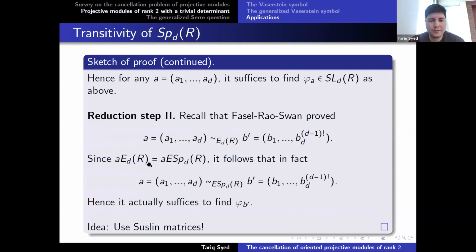And now again, we use that elementary orbits are equal to elementary symplectic orbits. That's just well known. And then in fact, we know that A can be transformed via elementary symplectic matrices to this row B prime. And hence, because they're in the same symplectic orbit, we only have to find phi B prime for rows of this form, where the last coefficient is a (D-1) factorial fold power. And now the idea is to use Suslin matrices.